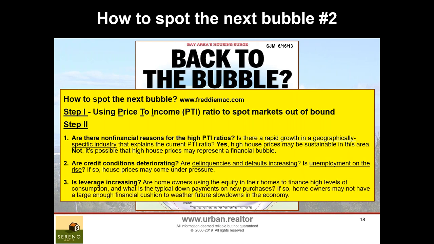The third point is leverage. Again, I do not see an increased level of leverage. Banks would not lend you money if they cannot prove your financial stability, your down payment, your income, your FICO score, the debt to income, and all those kinds of criteria. So in my humble opinion, based on both the data that we looked at and the criteria by Robert Shiller and Freddie Mac, I personally do not see a bubble.